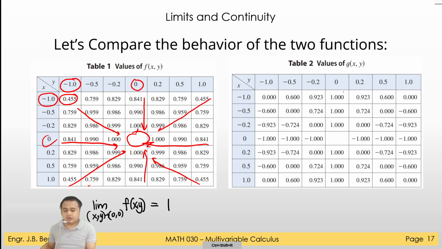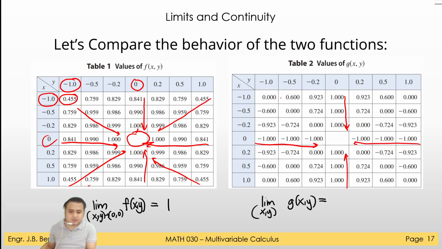But for the g of xy, as you can see, the limit as this function approaches 0: this will approach 1, this will approach -1, this will approach 0, this will approach 0. So they do not agree. If your function as it approaches some value (0, 0) doesn't agree in all directions, so at least one direction doesn't agree, then the limit does not exist.